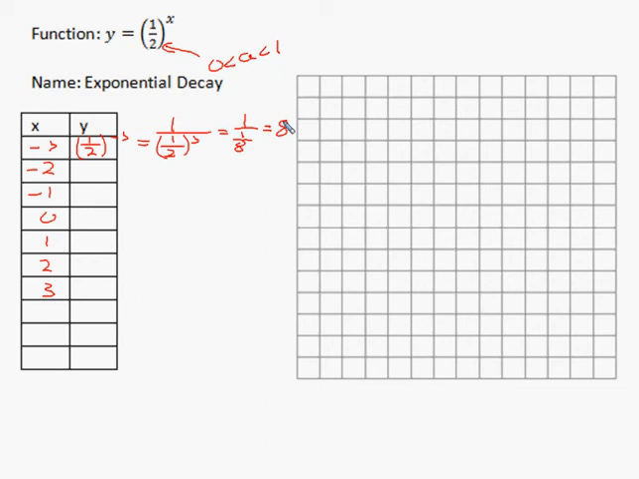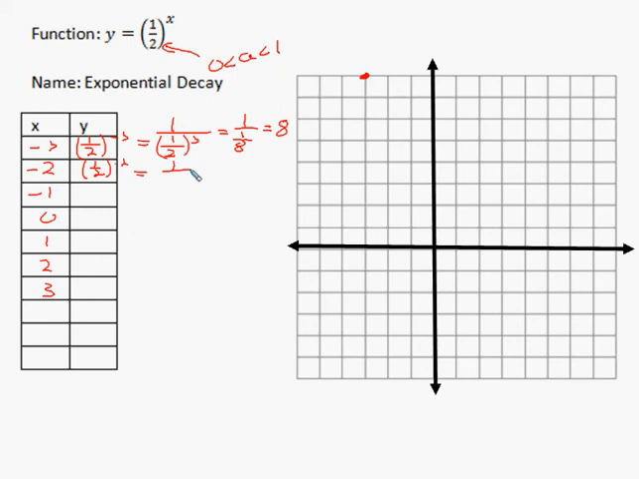And so we have, let's put our axes in here. We're going to have the point -3, 8. And then we can put -2 in. So we have 1/2 to the -2. This is going to work similarly. It's going to be 1/2 squared in the denominator, which is 1 over 1/4, which equals 4. And so we have -2, 4. Putting -1, 1/2 to the -1. Again, 1 divided by 1/2 is 2. This one's easy because anything to the 0 power is 1.